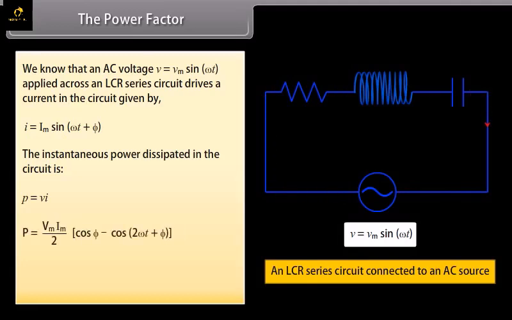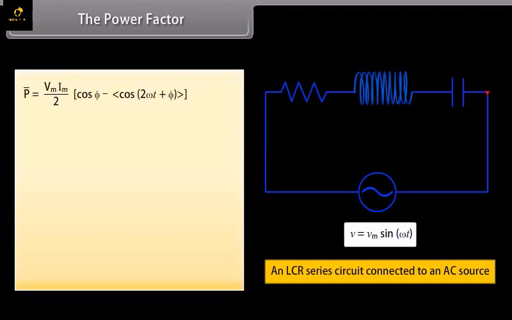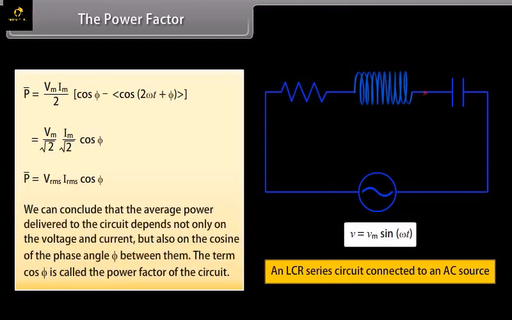The time average of the power over a complete cycle is given by V RMS into I RMS into cos phi. We can conclude that the average power delivered to the circuit depends not only on the voltage and current but also on the cosine of the phase angle phi between them. The term cos phi is called the power factor of the circuit.